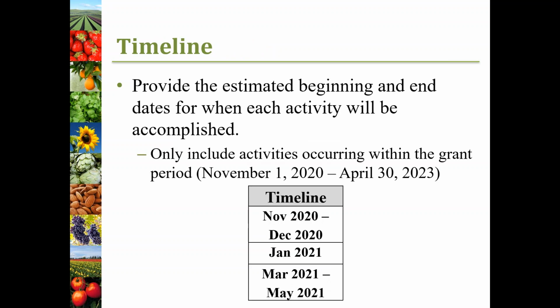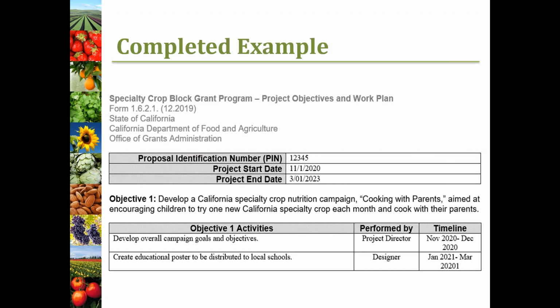In the table, provide the estimated beginning and end dates for when each activity will be accomplished. Only include activities occurring within the grant period using month and year as shown in the example. This is an example of what a completed project objective will look like. You may add or delete objective tables or activity lines as needed without exceeding 5 pages.